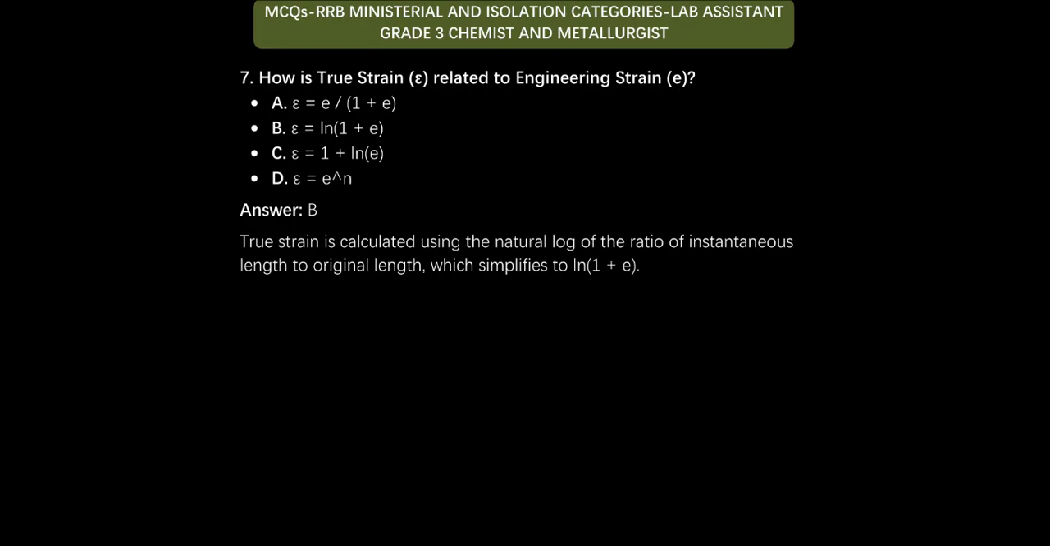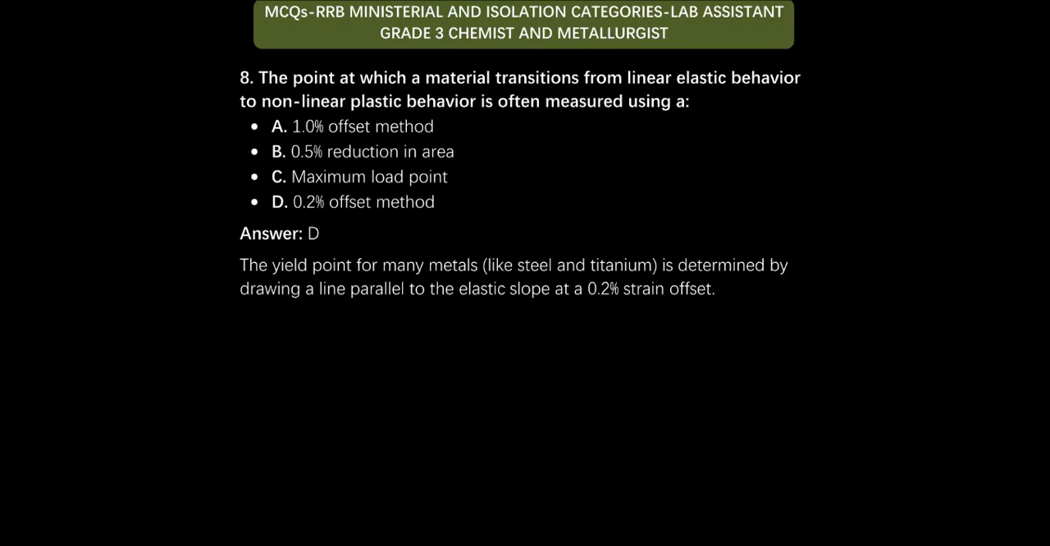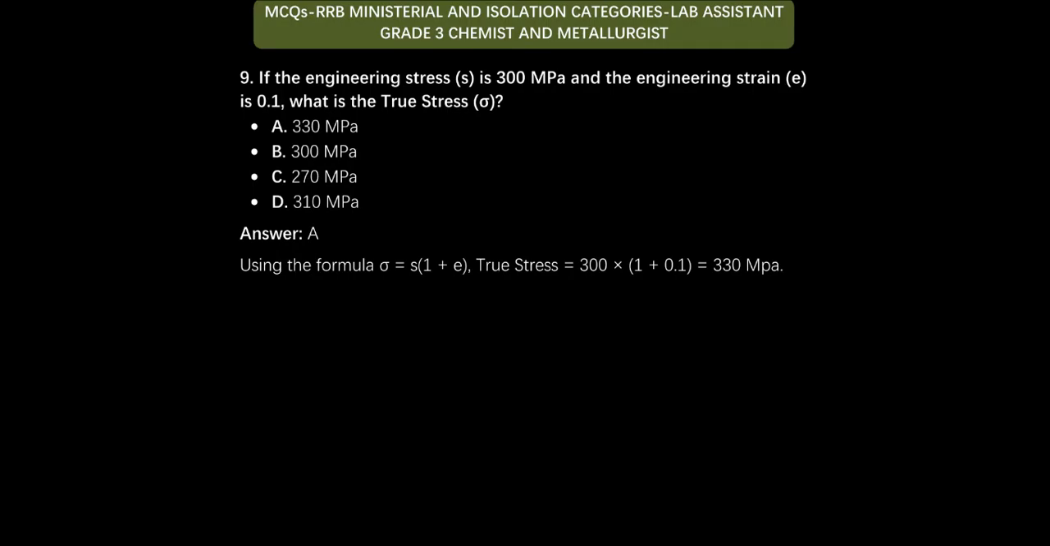How is true strain related to engineering strain? Option B. The point at which a material transitions from linear elastic behavior to non-linear plastic behavior is often measured using a, option D, 0.2% offset method. If the engineering stress is 300 megapascal and engineering strain is 0.1, what is the true stress?